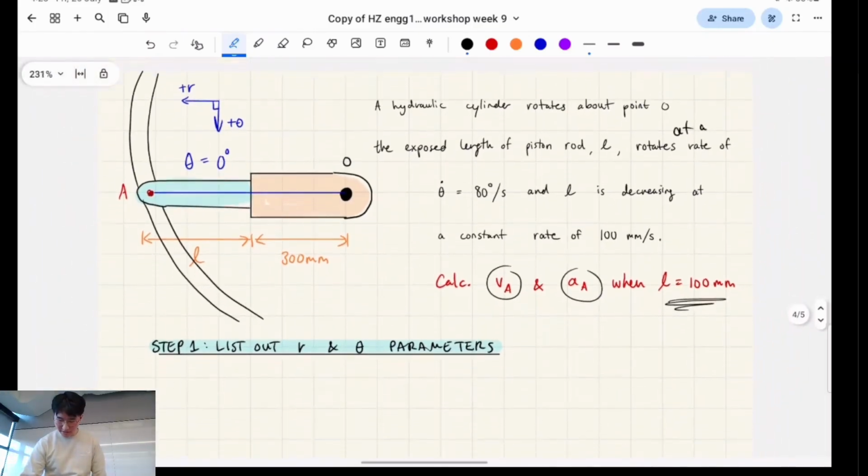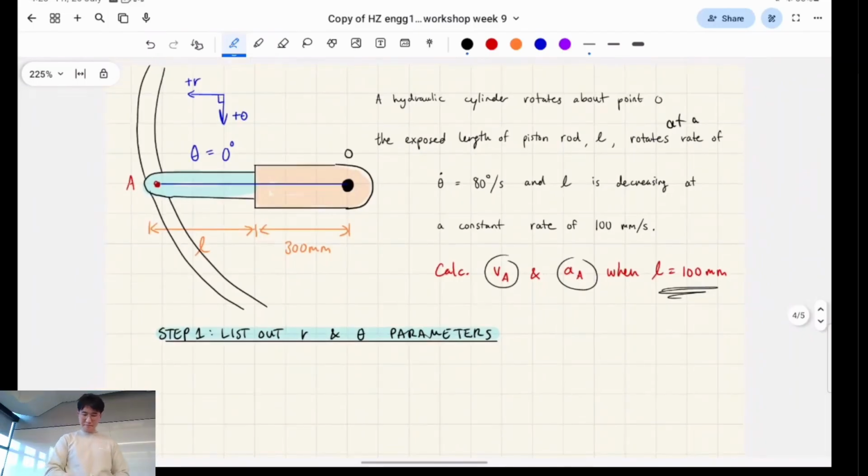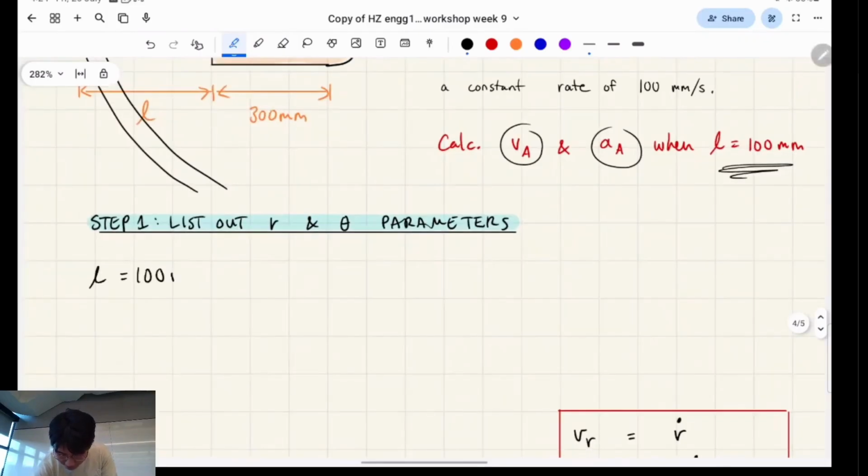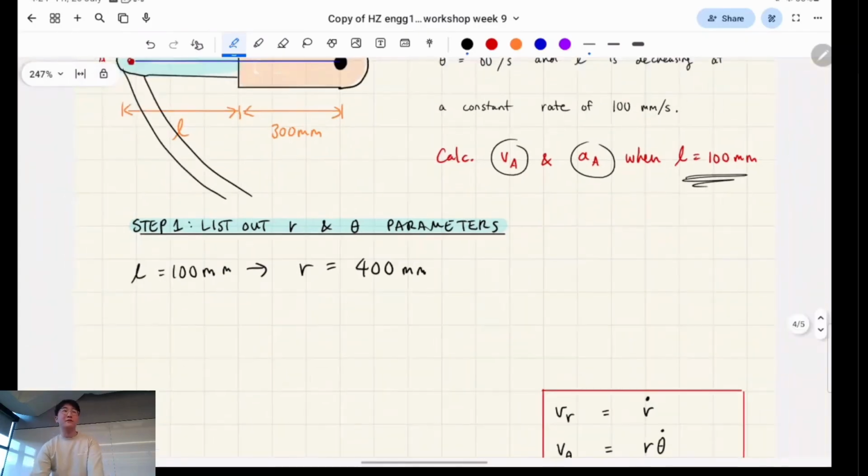So I'll just scroll down slightly. The first step is we should express everything in terms of R and theta. So question, is L the same as R? No. Why is that? L is just this part. R is the entire thing. R is the radius of the whole thing. So L is 100, but R is going to be 400, because R is 300 plus L.